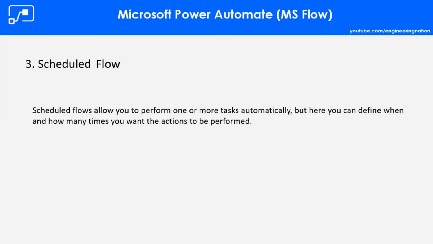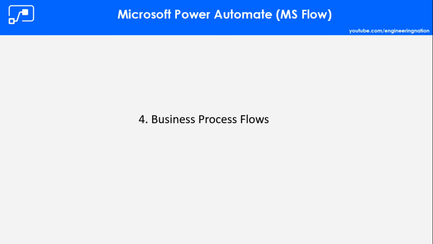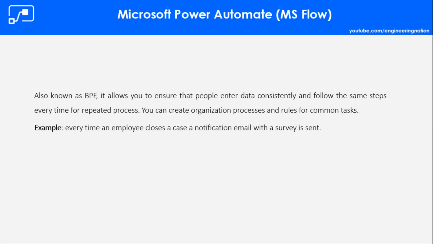So let's move on to the fourth part, and it is business process flow. So what is business process flow? Let's check. Business process flow, also known as BPF, allows you to ensure that people enter data consistently and follow the same steps every time for a repetitive process. You can create organizational processes and rules for common tasks. For example, every time an employee closes a case, a notification email with a survey is sent.